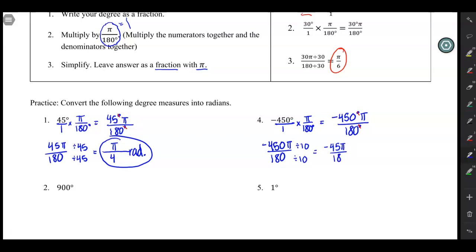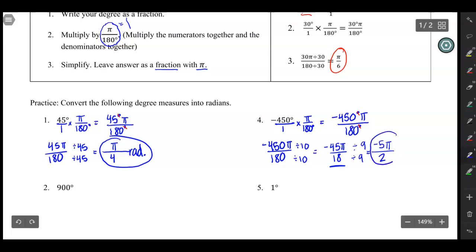And now after I've divided by 10, I'm going to look at this fraction that I have, and I'm going to say, okay, is there anything else that I can divide by? There is. I can divide by 9. 45 divided by 9 is 5. 18 divided by 9 is 2. So that means that my radian measure is negative 5 pi over 2.